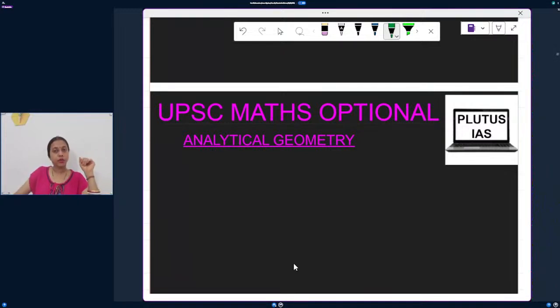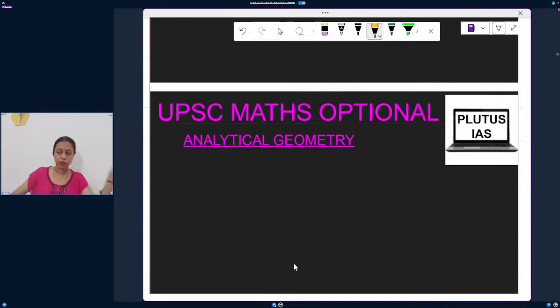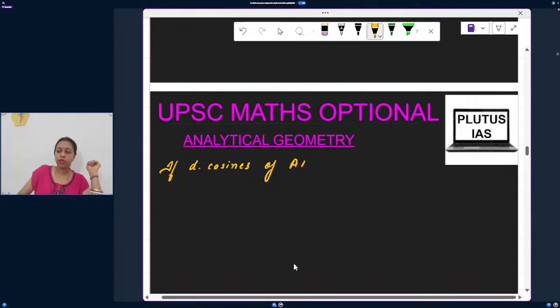Now, direction cosine of a line, when I say line AB or line BA, one and the same thing. But when I say vector AB, vector BA, that is different. So to show that difference, direction cosines are positive and negative. What I mean to say is that if direction cosines of AB are positive, then direction cosines of BA will be negative.